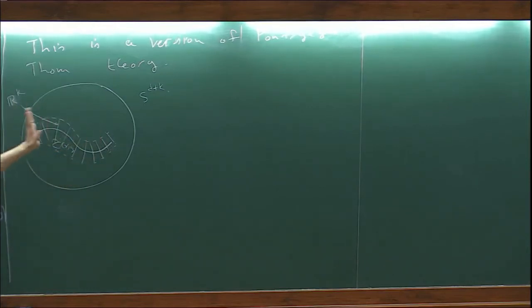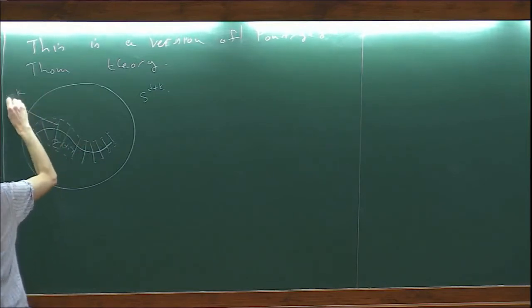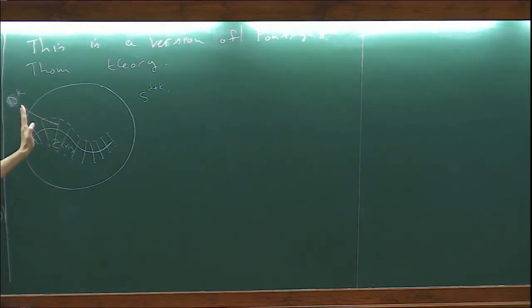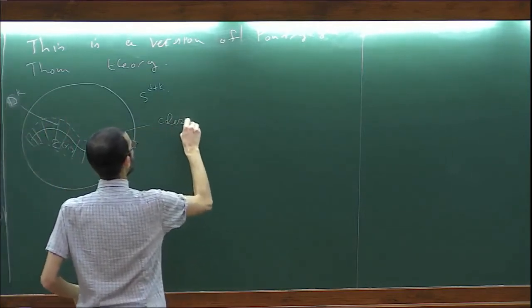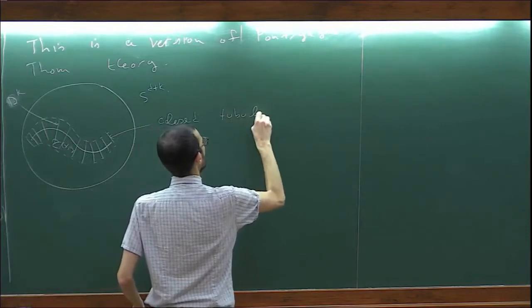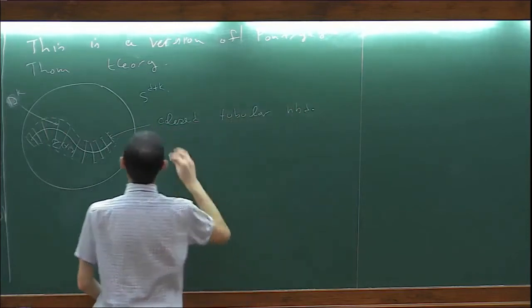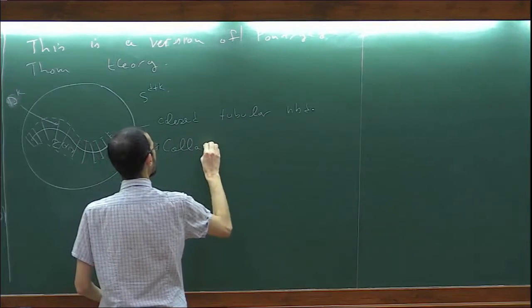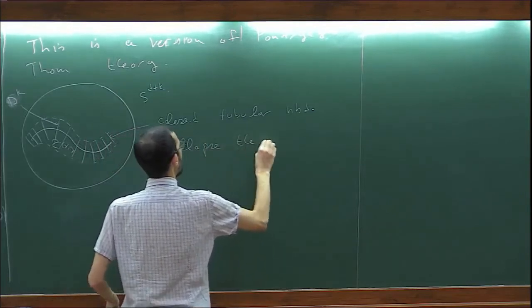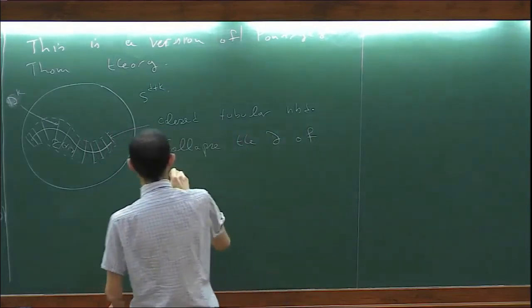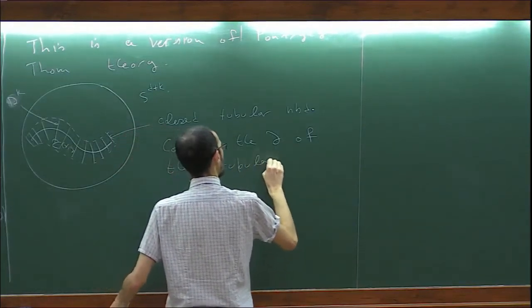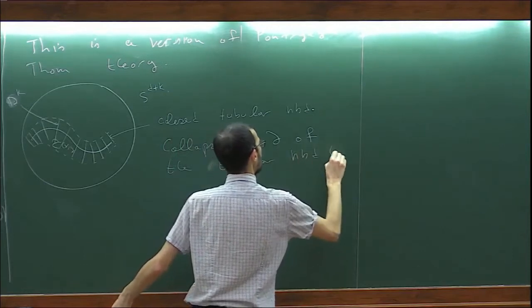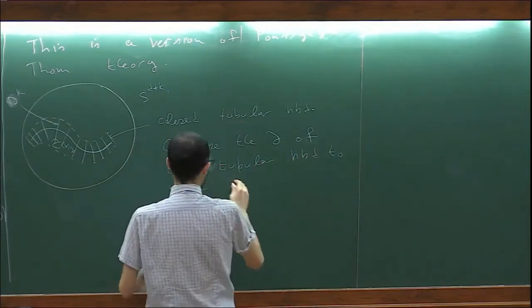And now you just collapse everything. I apologize, let's make it D^k, which is the disk. Let's make it a closed tubular neighborhood. Now you collapse the boundary of the tubular neighborhood to get the Thom space.